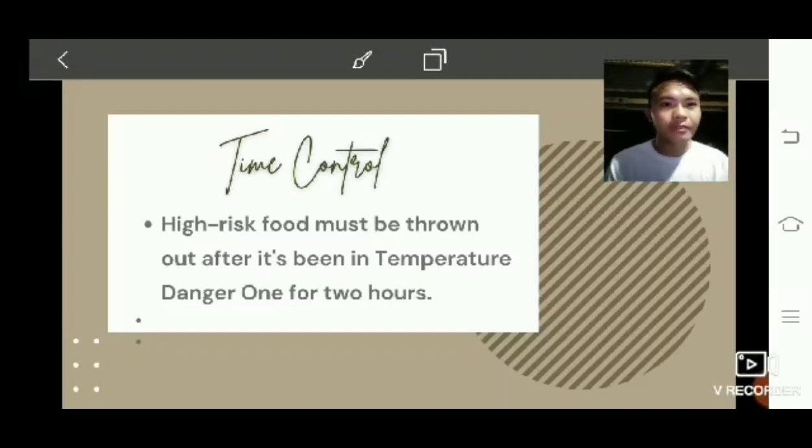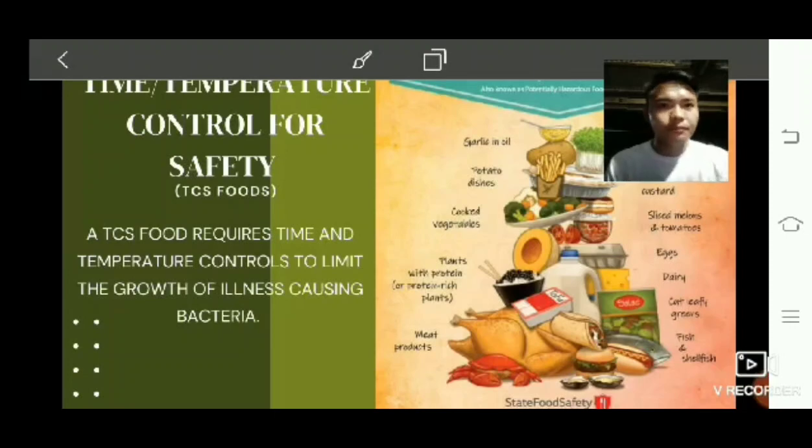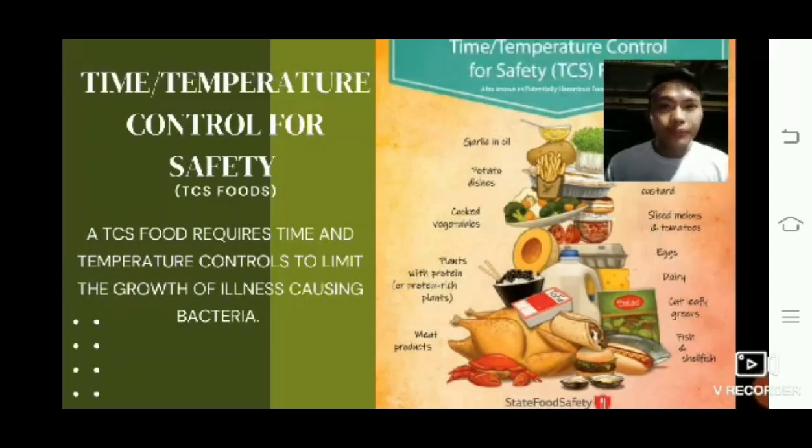Okay, so time or temperature control for safety, or TCS foods. So a TCS food, or time temperature control for safety food, requires time and temperature controls to limit the growth of illness causing bacteria. Yes, that is why it is very important.